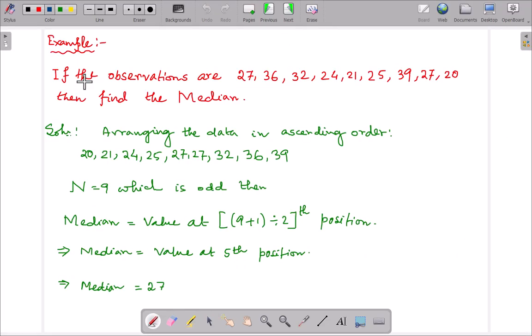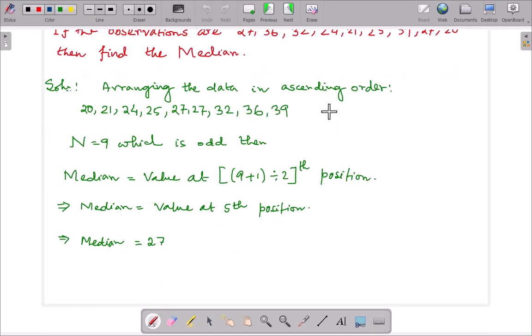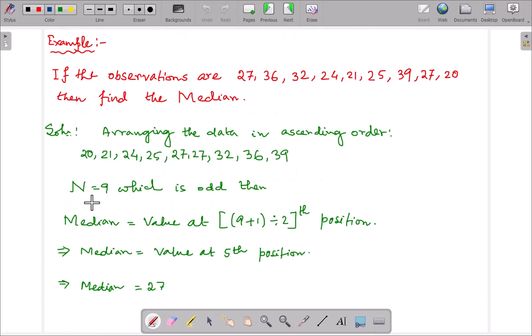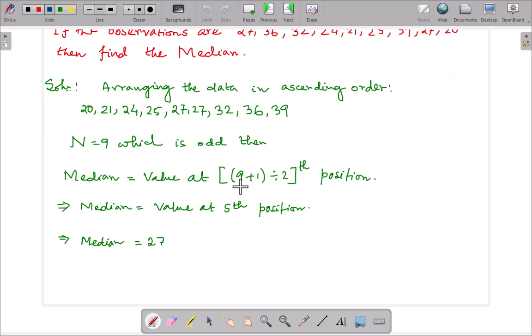We take an example. If the observations are given by this, then find the median. First of all, we need to arrange the data set in ascending or descending order. We have arranged it in ascending order. Here n is equal to 9, which is odd. So median will be the 5th position: first position, second position, third position, fourth position, fifth position. So the median is 27.